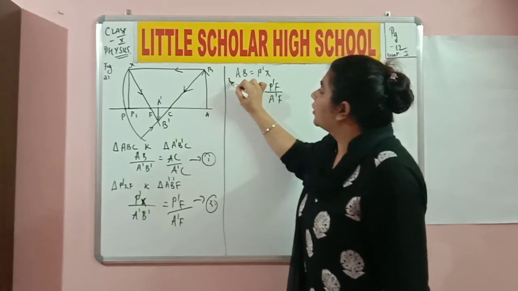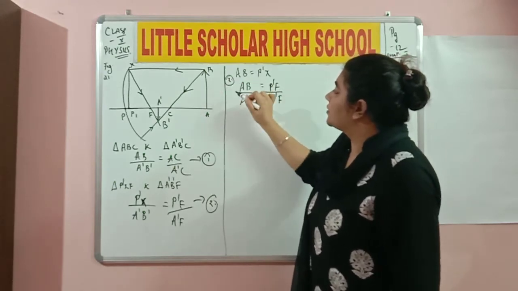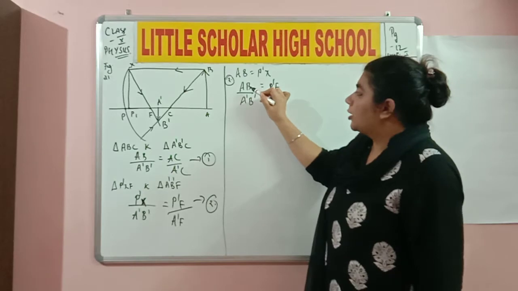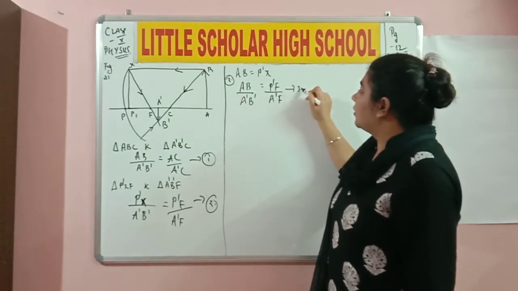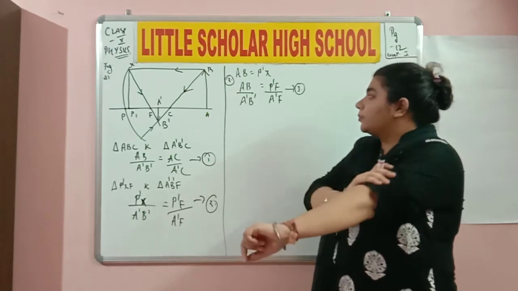I'll write it over here. This is the second equation which was taken and renewed by replacing P dash X as AB, and this becomes my third equation. Fine with everybody over here?